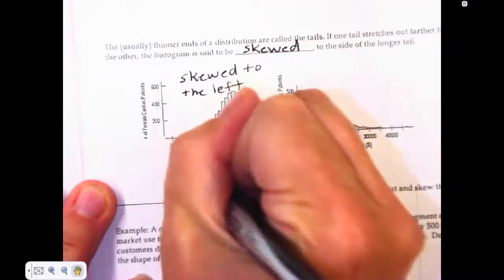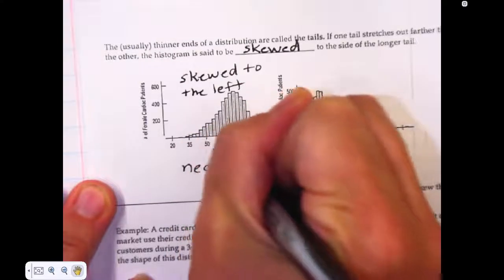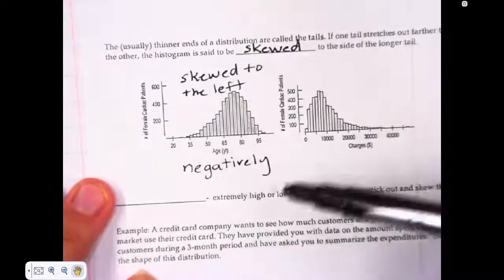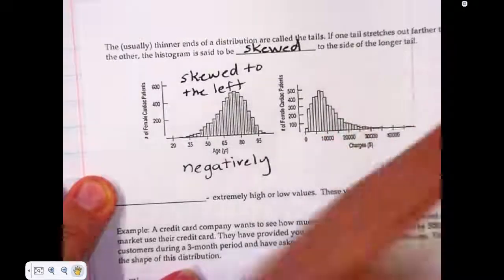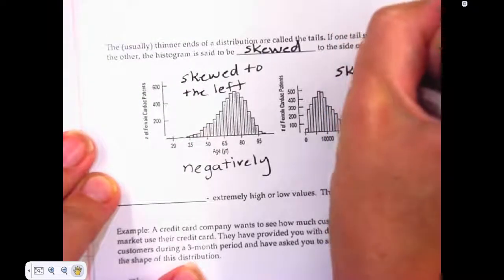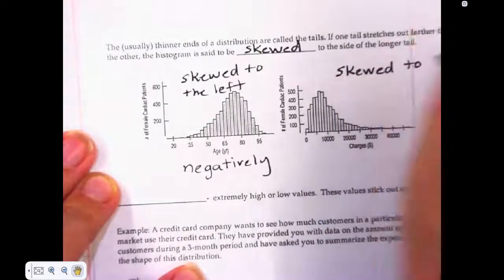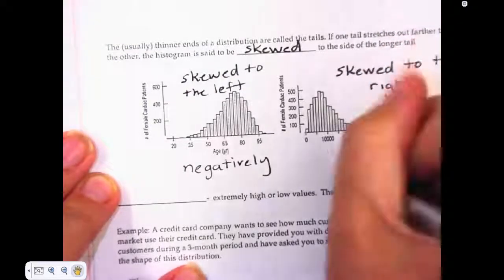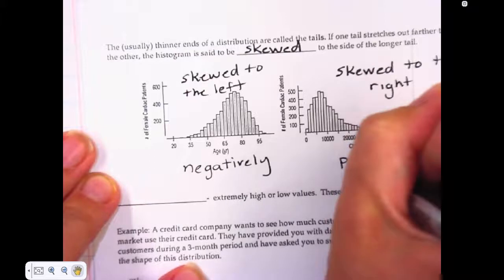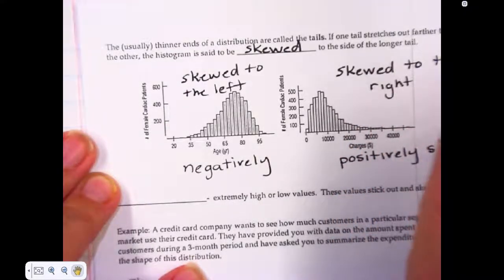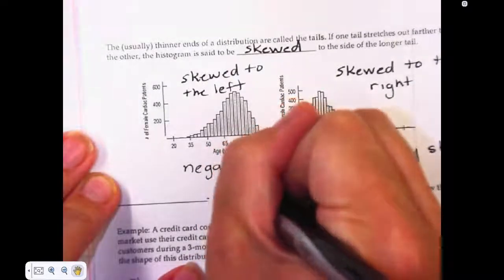Or sometimes it's also called negatively skewed. I don't care which one you refer to it as, but you should know both. Whereas this one is pulled to the right, so this is considered skewed to the right, or positively skewed. We should probably write that in there too.